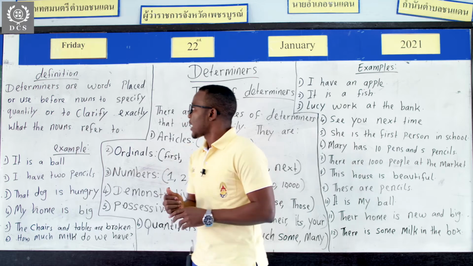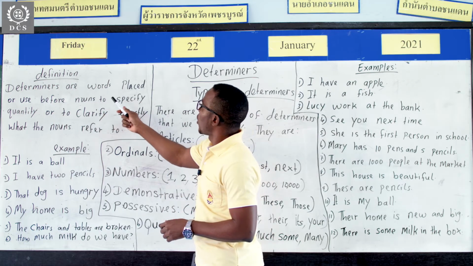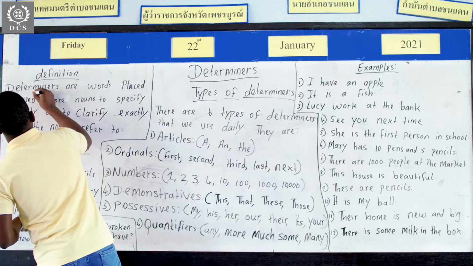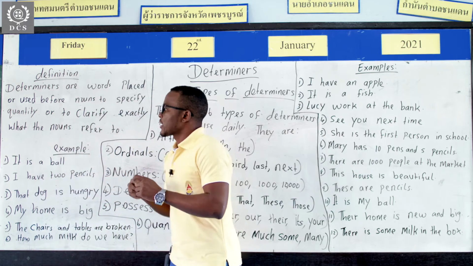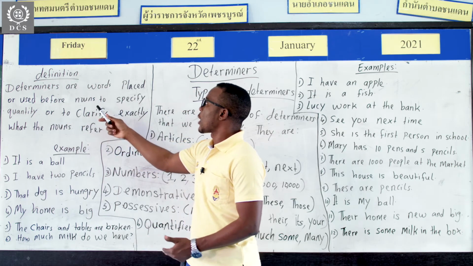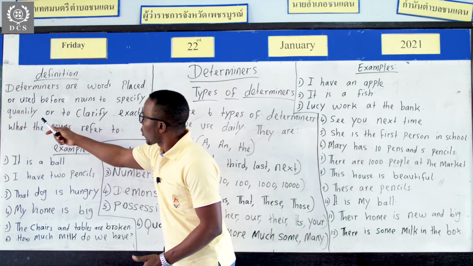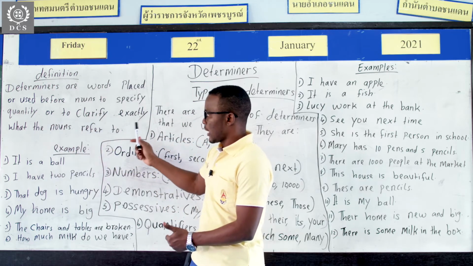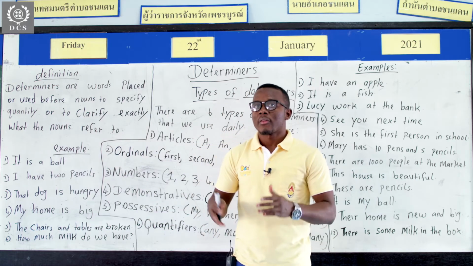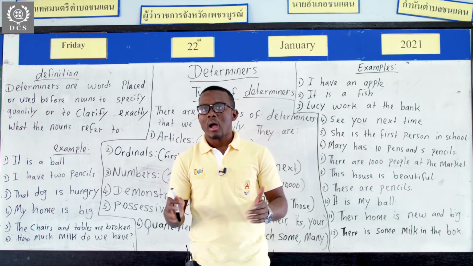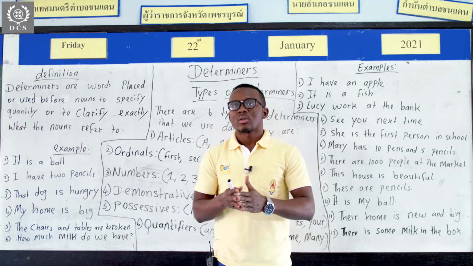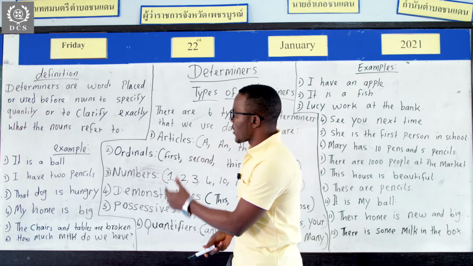Let's look one more time. They say determinants are words placed or used before nouns to specify quantity or to clarify exactly what that noun refers to. We use them in front of nouns to specify quantity and also to clarify what that noun is all about. So let's look at some examples over here.